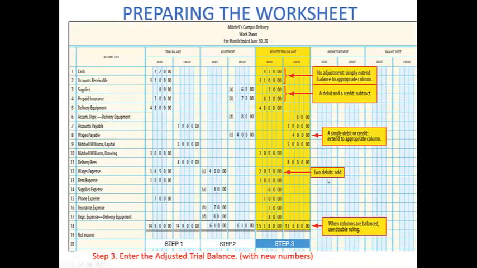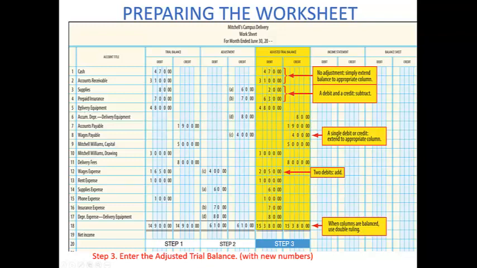In the next step, we're going to complete the adjusted trial balance. And remember, this is a trial balance with the updated figures. So nothing was updated to cash or accounts receivable, but supplies, we had a debit of 80, a credit of 60. We're going to subtract those two and come up with a balance on the debit side of 20. With prepaid insurance, we had a debit of 700 and a credit of 70. Since the debit and credit are different, we're going to subtract, and we'll get 630 on the debit side.